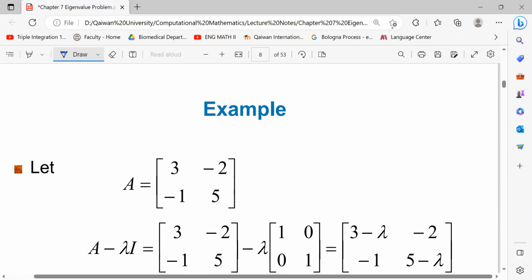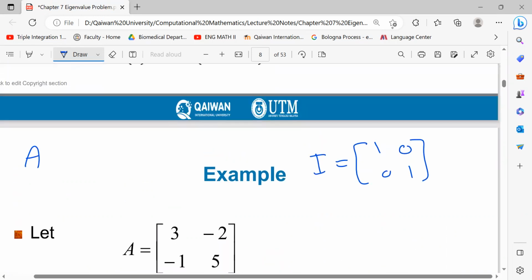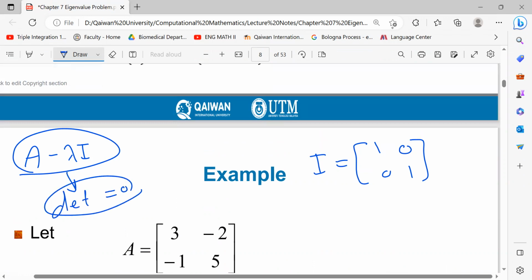Now we need to have a 2 by 2 identity matrix also. I here is 1 0 0 1. We say A minus lambda I. We need to find this first. After finding this matrix, we find its determinant and set it equal to 0 to get the value of lambda. We get a polynomial and it's easy to find the values of lambda.